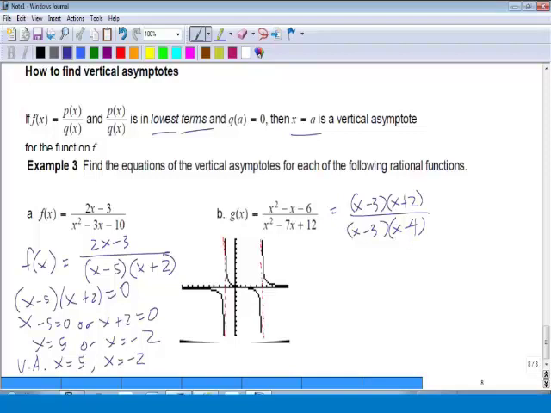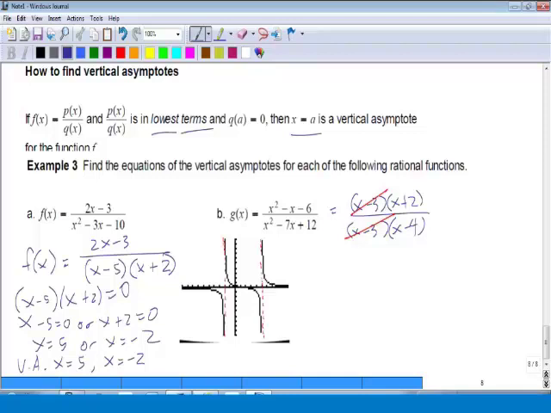Can we scratch out common factors? We can. The x minus 3s. We can scratch out, divide by x minus 3, divide by x minus 3. Now, at some point along the way, I will ask you the domain of a rational function.